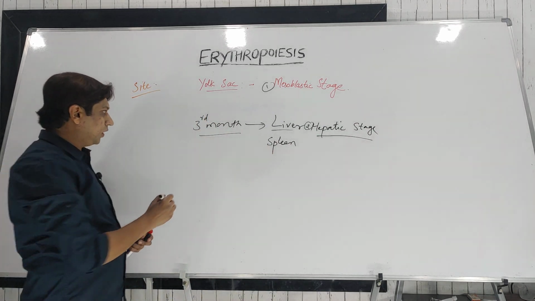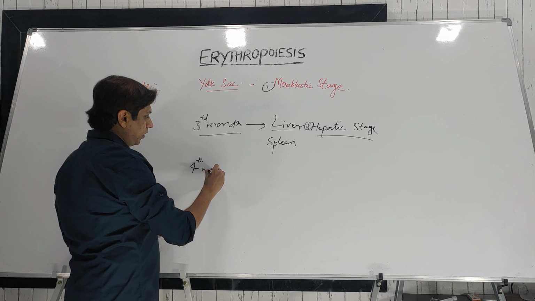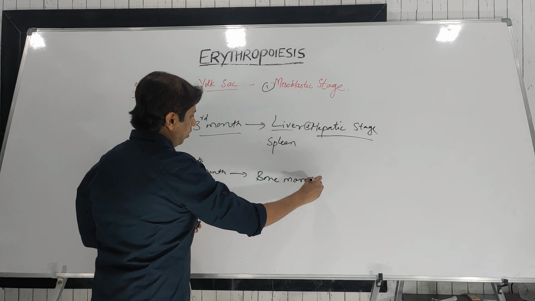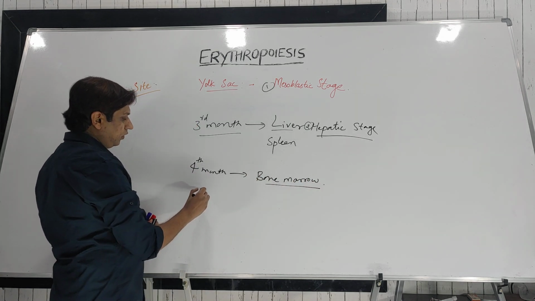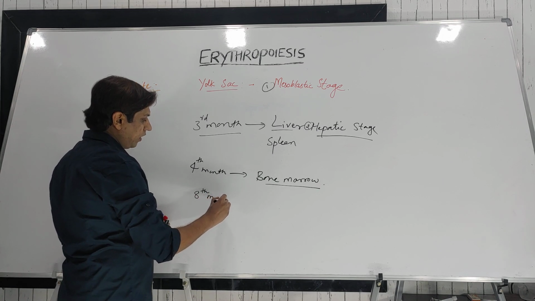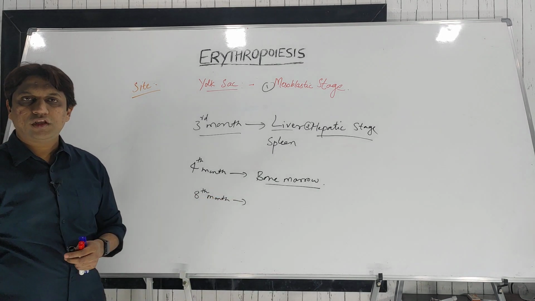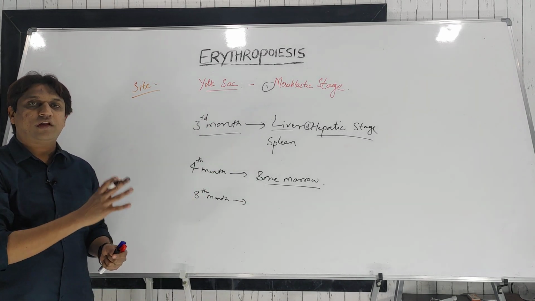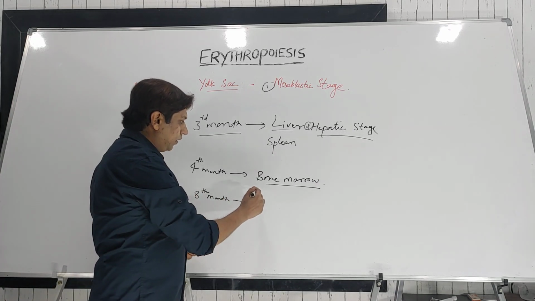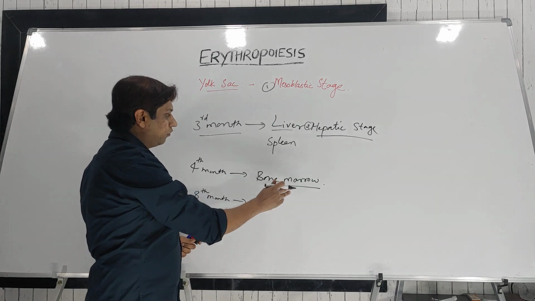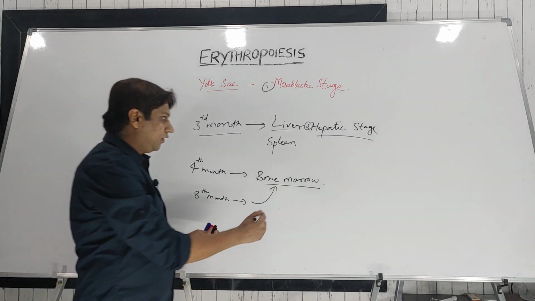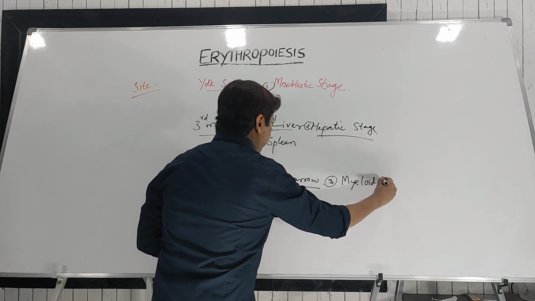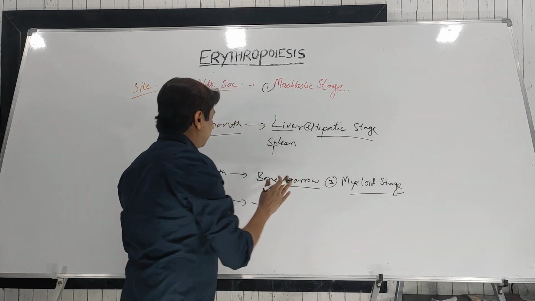Then around the 4th month onwards, the RBC production starts in the bone marrow, and ultimately by the end of the normal gestational period, around the 8th month, just 1 month before the delivery, the total duration of the pregnancy being roughly around 9 months, the bone marrow is the principal site of the production of the RBCs, and this stage is known as the myeloid stage. Right now what we are discussing is just before birth.